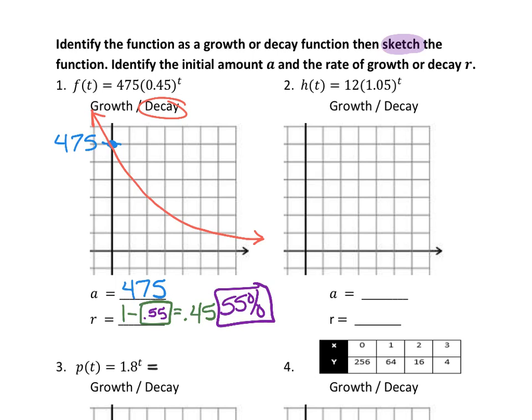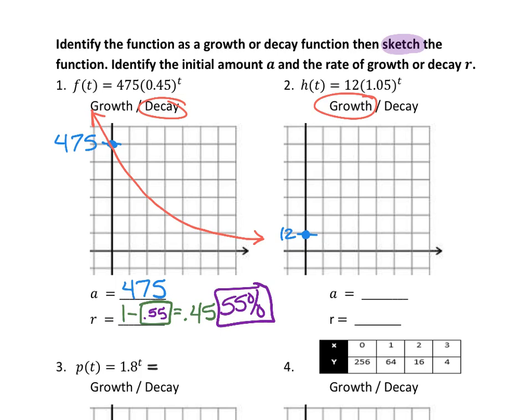If we look at the second equation, h of t equal to 12 times 1.05 raised to the t power, that's growth. How do we know it's growth? Because the B, the stuff in parentheses, the factor is bigger than 1, so it's going to be growth. What's my initial value? 12. Doesn't matter where you put it as long as you give me a 12 for this sketch.